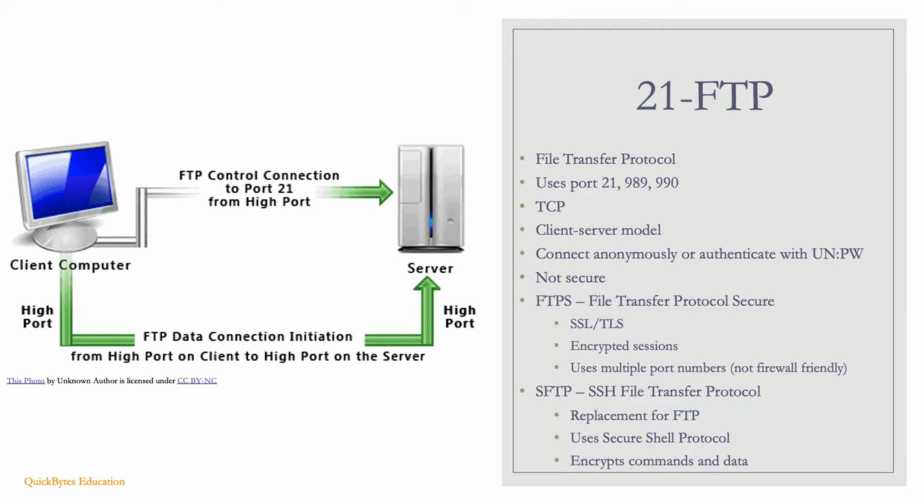By default, FTP is not secure. Usernames, passwords, and data may be sent in plain text unless additional security is used. Security can be added by using TLS or SSL. This is called FTPS, which stands for File Transfer Protocol Secure. FTPS can use ports 989 and 990, although explicit FTPS may also begin on port 21 and then negotiate encryption.